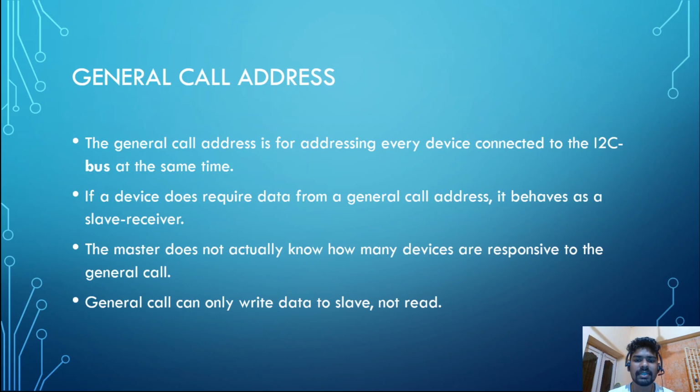The master does not actually know how many slaves are responding to the general call address. It can only know whether at least one slave is responding to the general call address.